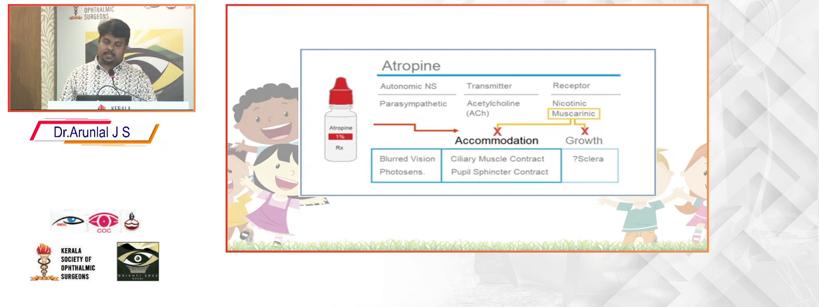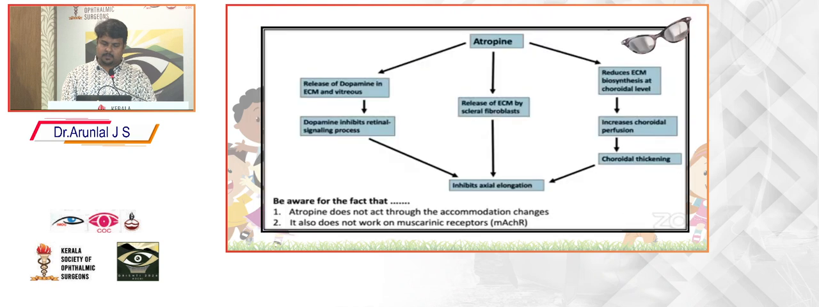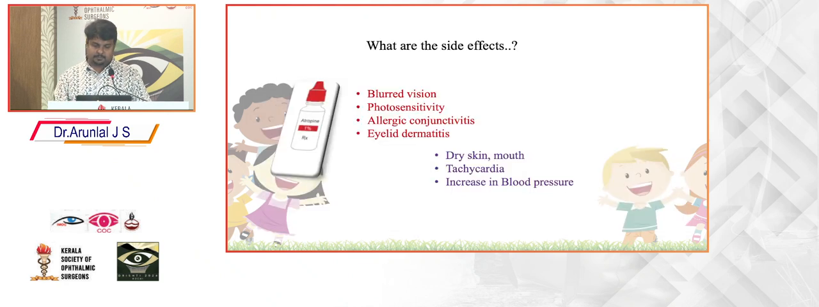But as a part of the side effect, since it blocks the accommodation, there will be photophobia and blurring of vision. But the thing is that now it is said that it does not work through this muscarinic receptor blockade, but through a different pathway. What is it? It releases the dopamine in the extracellular matrix and vitreous, and that dopamine will inhibit the signaling process. Hence, it will inhibit axial elongation. It also increases the choroidal perfusion and modifies scleral fibroblasts in such a way to inhibit the axial elongation. So these are the side effects. But the systemic side effects are very rare with low-dose atropine.